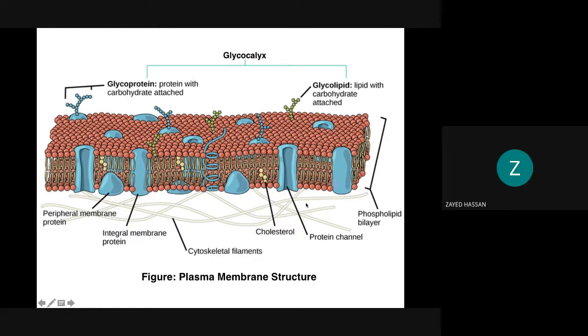Sir, then what is the use of the integral membrane protein here, if it's not working as a channel? Okay, there are many types of integral membrane protein. We'll discuss it gradually. It's just an example that it may act as a channel. Okay. Understood, sir.